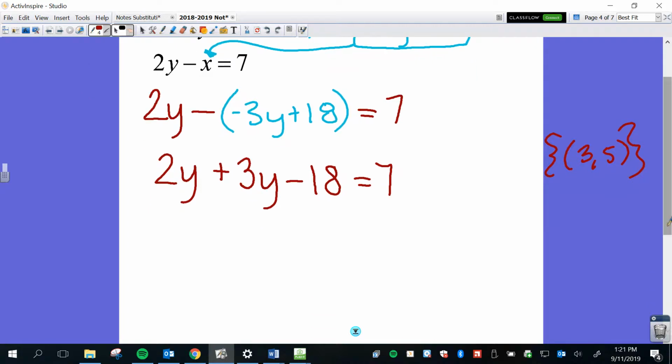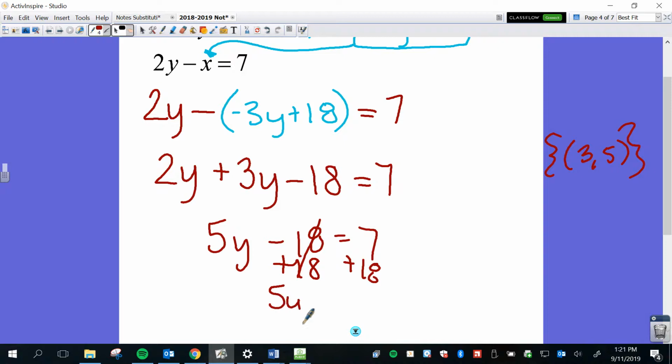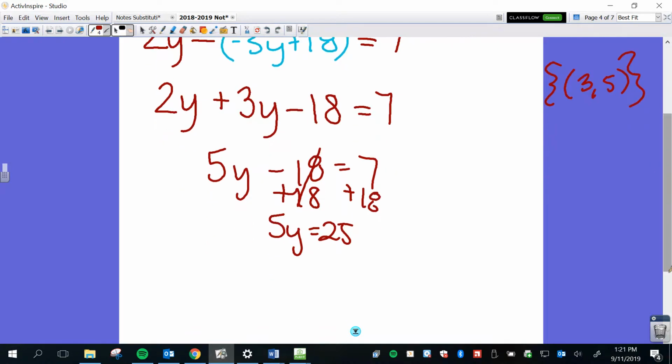So you can combine these because these are both y's, right? That's the whole point of substitution, so you have only one type of variable. So 5y minus 18 equals 7. Then you add 18, not subtract 18, you add because that's what makes it 0. That makes it go away, right? So 5y equals 25. And then we divide by 5.